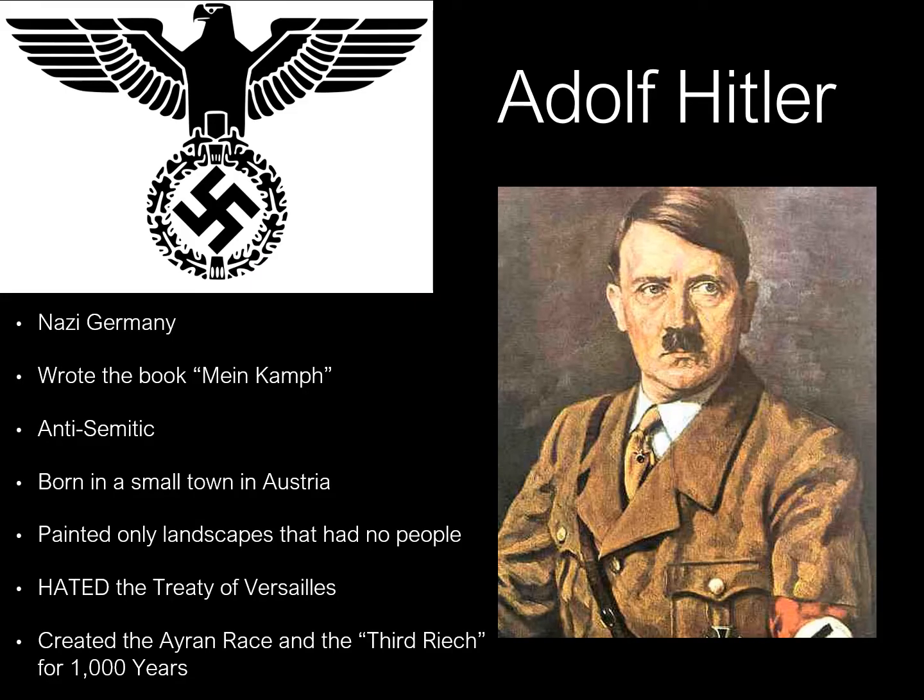Adolf Hitler, leader of Nazi Germany, survivor and veteran of the First War, wrote the book Mein Kampf, My Struggle, which is actually a book in two volumes that talks about what he wants and his plan to do it. He was anti-Semitic, but he was not born in Germany. He was actually born in a small town in Austria. It's been noted that he also painted only landscapes that had no people. And after the war, he tried to go into art, but was denied.